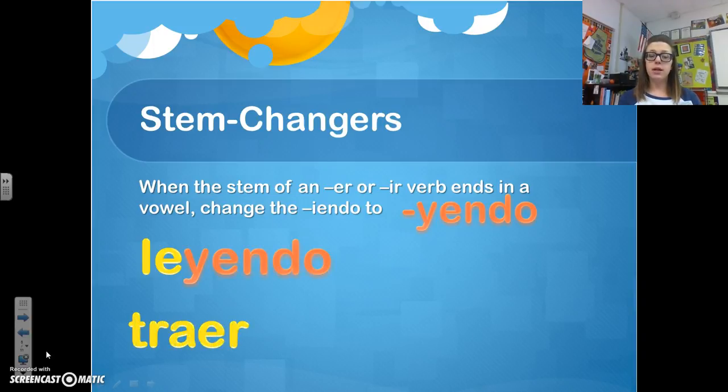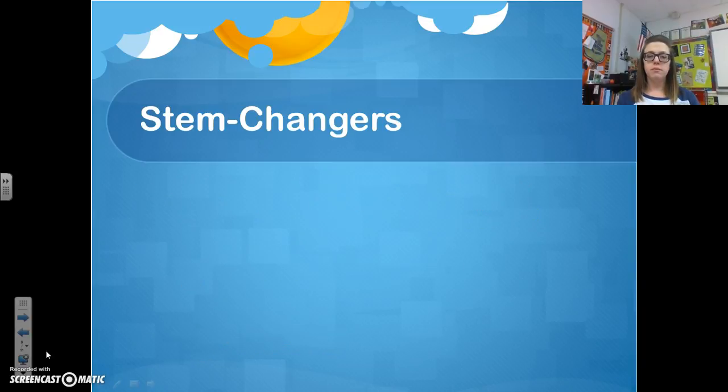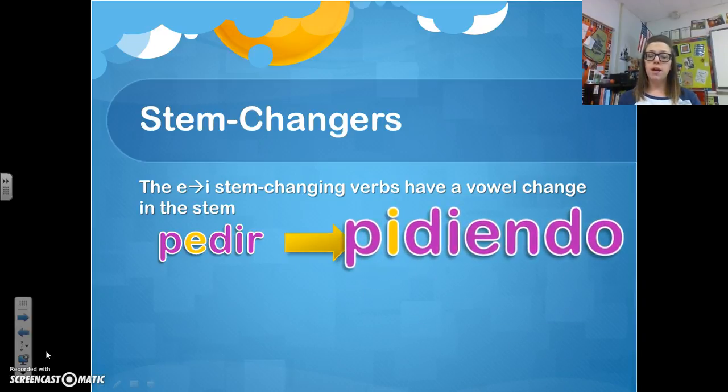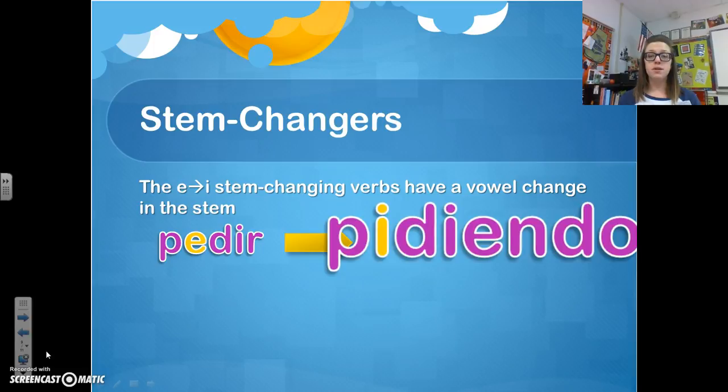Traer is another one. Traer means to bring. Okay, whenever I take the ER off, I'm left with an A on the end of my stem. So therefore, I have to follow the rule and add a yendo with a Y. The E to I stem changing verbs also have a vowel change in the stem. Okay, so for example, pedir is an E to I stem changing verb. Okay, that irregular present participle is pidiendo.